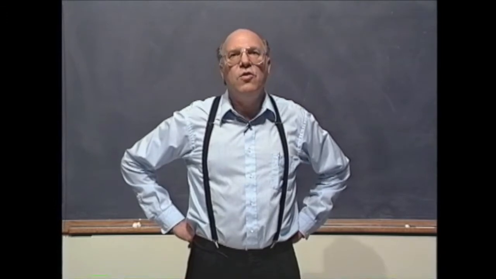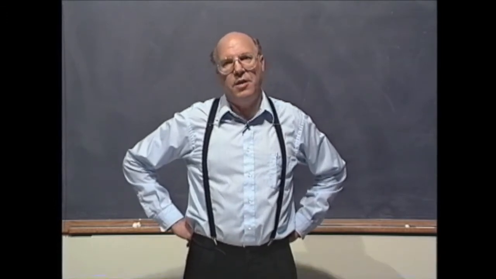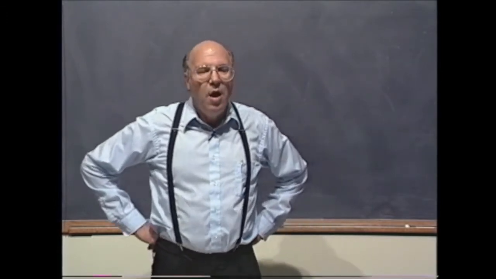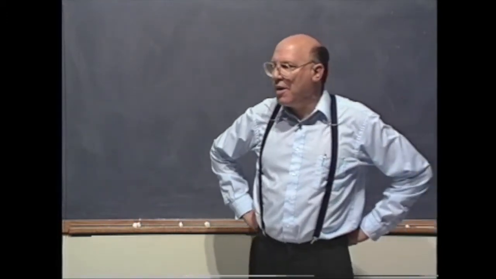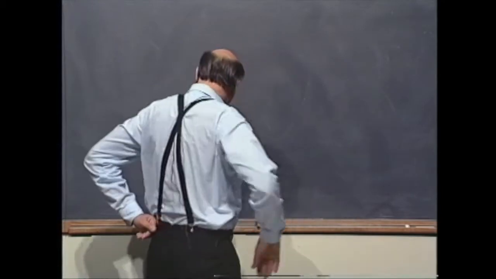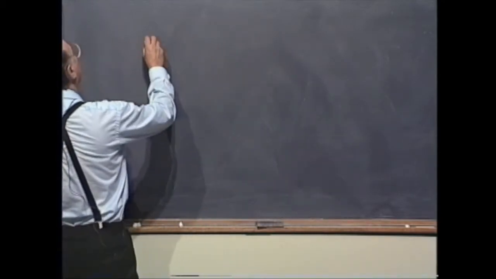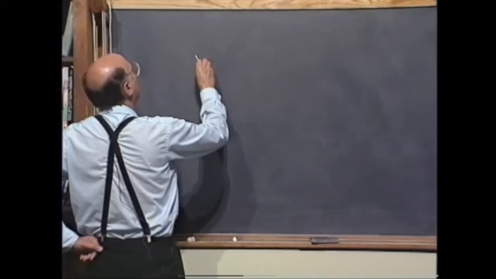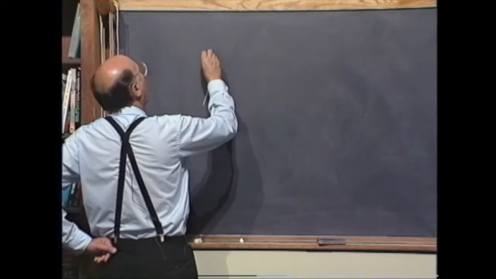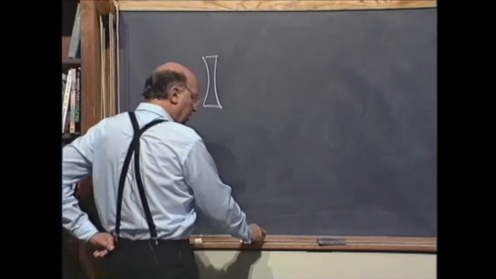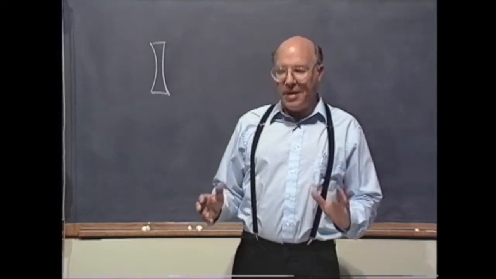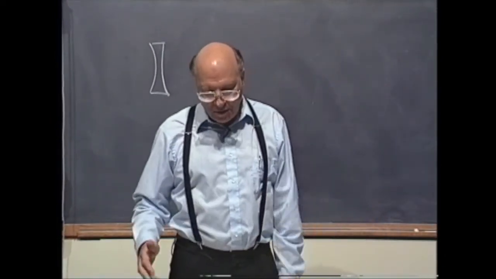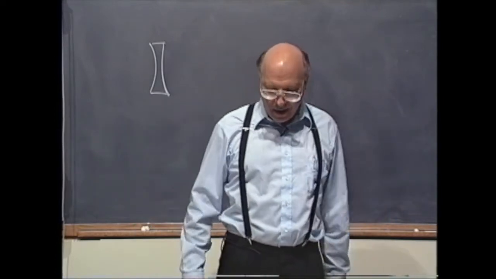And there are two kinds of lenses that are commonly used in eyeglasses. One kind of lens is the so-called negative lens or concave lens, and it looks like this. It's a piece of glass that is skinny in the middle, fat at the edges. If you look through it, it makes the things that you look at seem smaller than they really are.